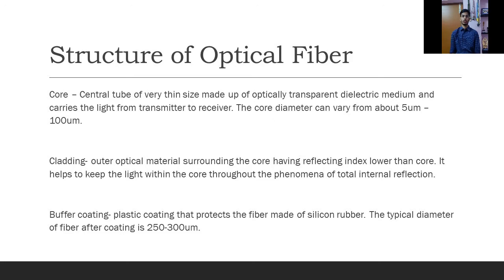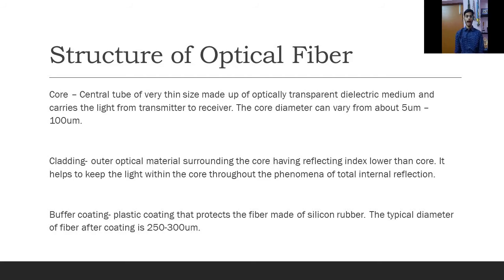So what is a core? Core is a central tube of very thin size made up of optically transparent dielectric medium and carries the light from transmitter to receiver. The core diameter can vary from about 5 micrometer to 100 micrometer.